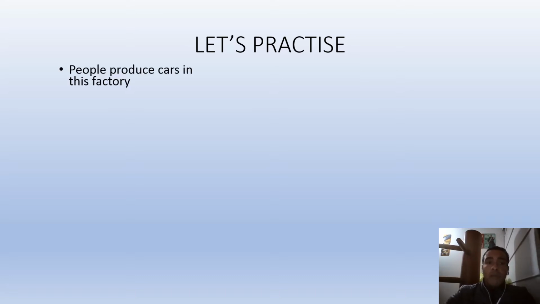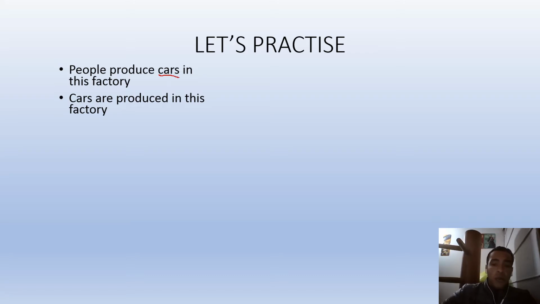The first one: people produce cars in this factory. Quickly identify the object. So what is the answer? In your mind, you don't need to write it down. Okay? Answer: cars are produced in this factory. Probably you didn't keep in mind "cars," the plural. Now, let's move on.